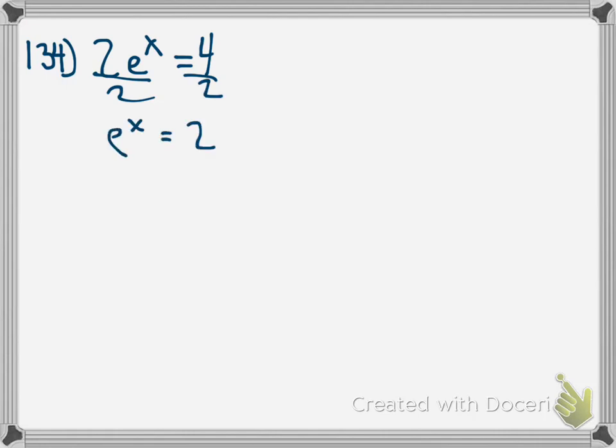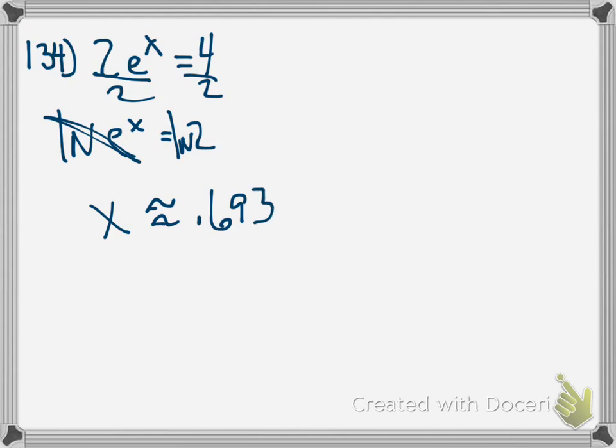Okay, now that I've got the e to the x by itself, I can say natural log. That way these cancel out, leaving me x, and I'm basically just looking for the natural log of 2, which is approximately 0.693. Okay, so fairly easy, nothing too difficult there.